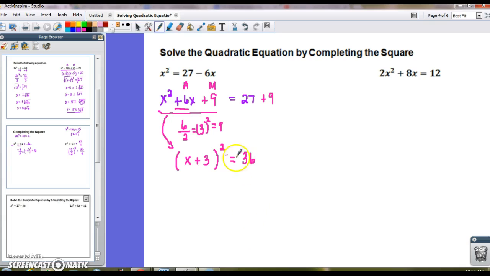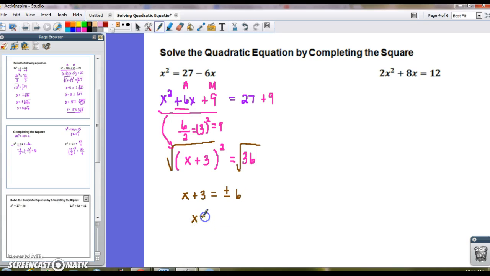36. Okay, and now in order to solve for x, I'm going to take the square root of both sides. And when I take the square root of something that is squared, I just get back what I started with, which is x plus 3 by itself. And because I took the square root, I have to take plus and minus because I will always have two answers. Square root of 36 is plus or minus 6.